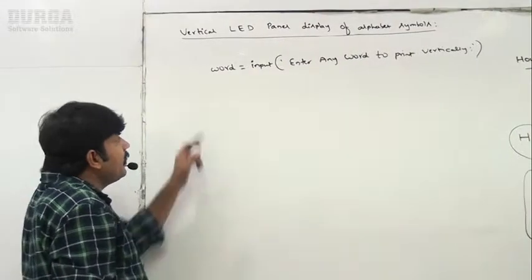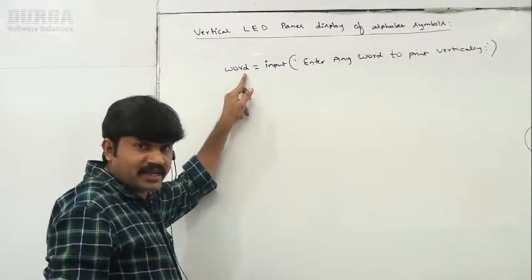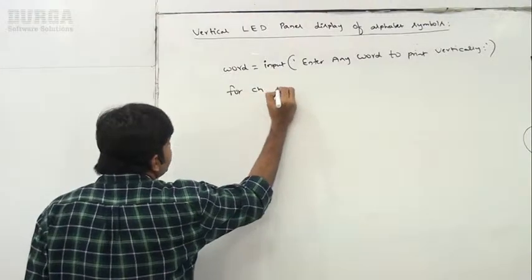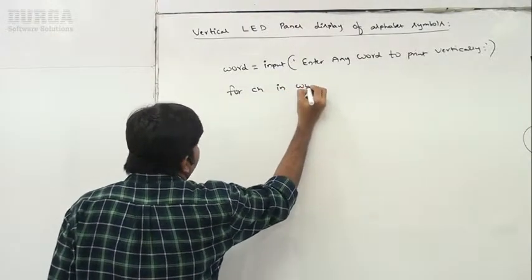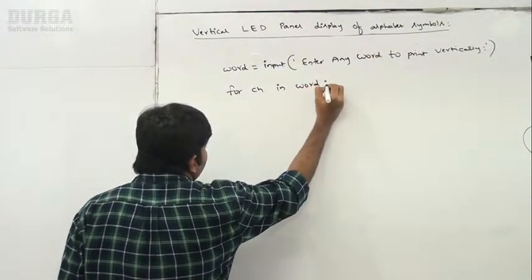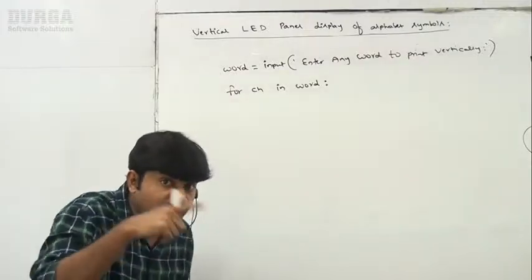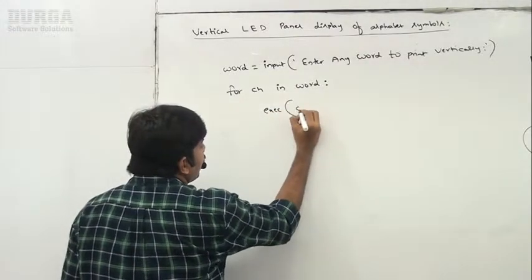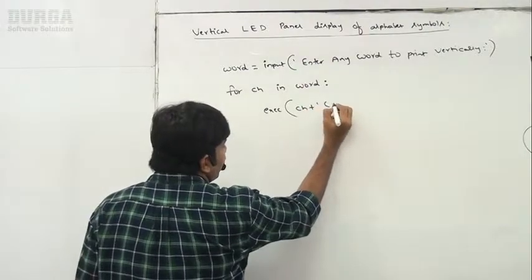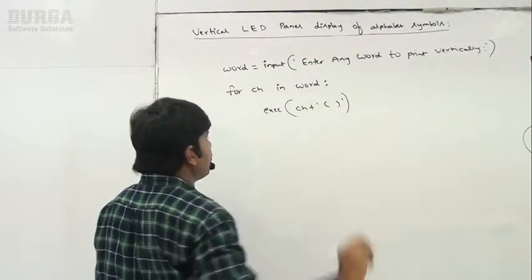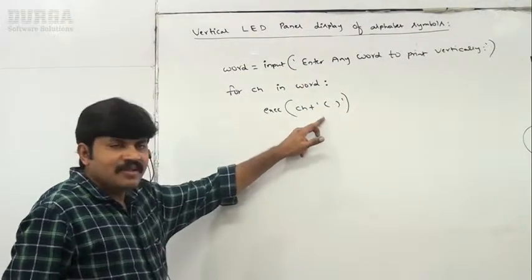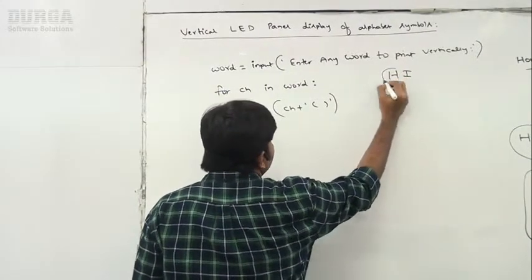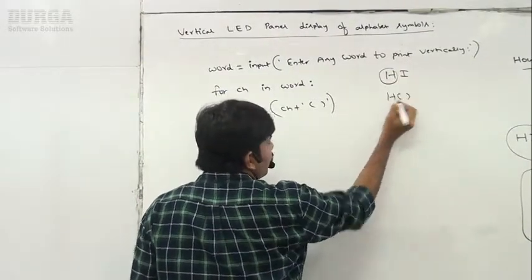Sir, now in this word, multiple characters are there. For each character in word, can you please call that function? exec, CH plus bracket open bracket close, like. So call this function. Suppose I entered HI, now first the H function will be called.